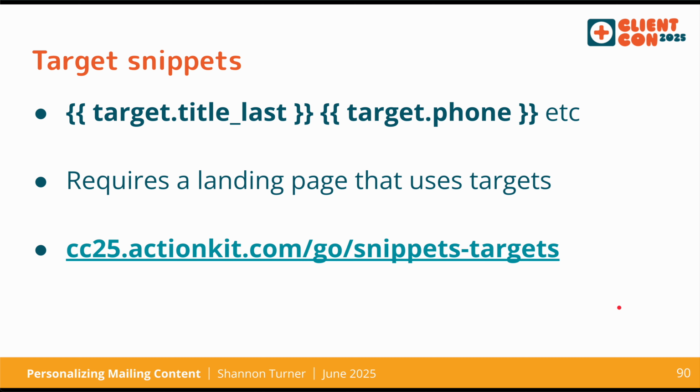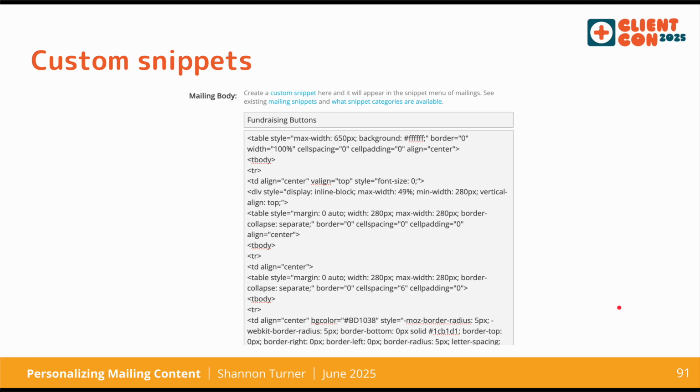So we'd ask our supporters to call their representative or to sign a petition. And we wanted to include those details in the email itself, like what the user's target is, what the phone number is to call, all of that. Now you need to set up a landing page that uses targets, for instance, like a call page or a petition page or a letter page. And yes, you can have multiple targets, like US House and US Senate.